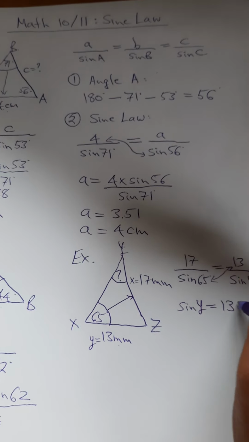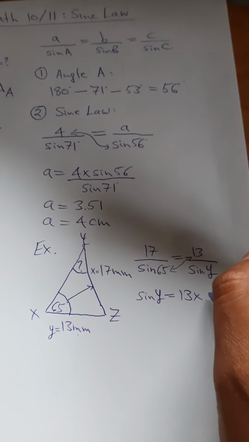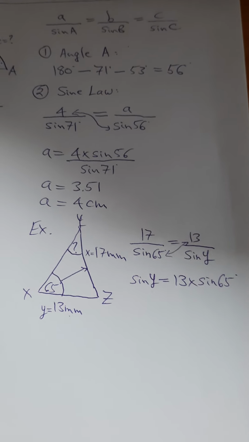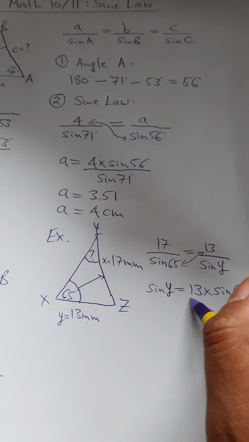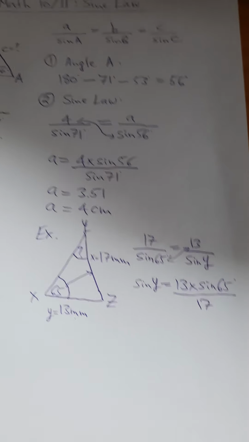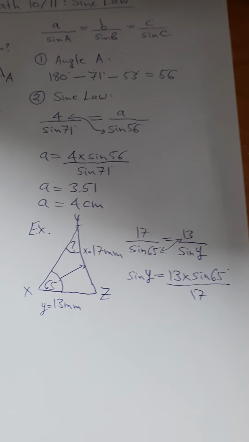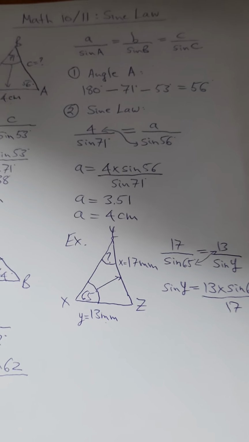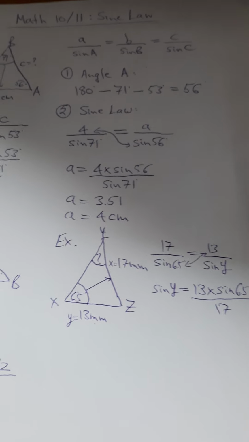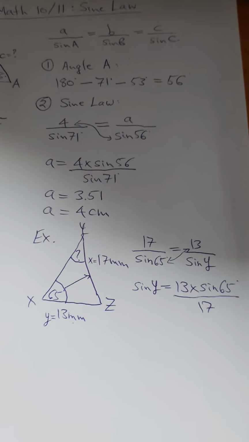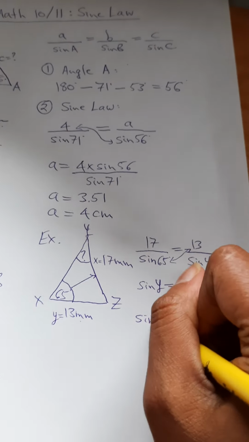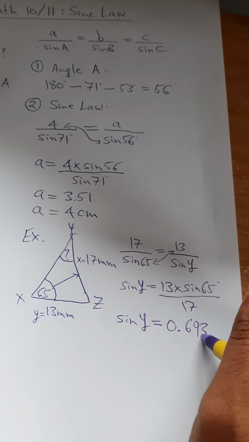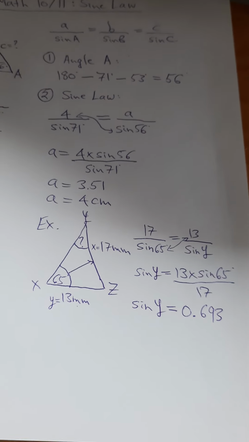We're going to do 13, and I'm going to times it by sine 65 degrees. And then you're going to divide it by this third side, which is 17. Make sure you don't put sine of 17 here. It's just 17. So 13 times sine 65 on your calculator equals, we're going to divide it by 17. So you should get a decimal here. So I'm going to put sine Y equals 0.693. Again, make sure you're watching in terms of the rounding.